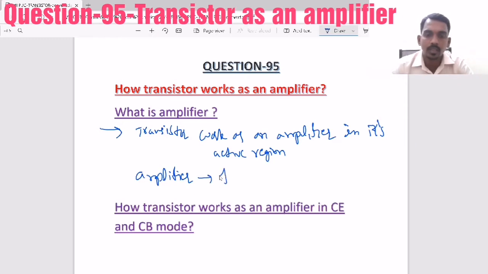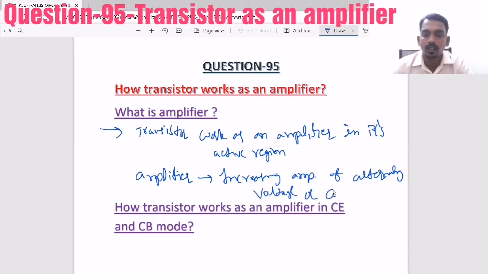So what does amplifier mean? Amplifier means increasing the amplitude of an alternating voltage or current. When you give an alternating input, the amplitude gets increased. That process we call amplification, and that device we call an amplifier, which is made up of a transistor.